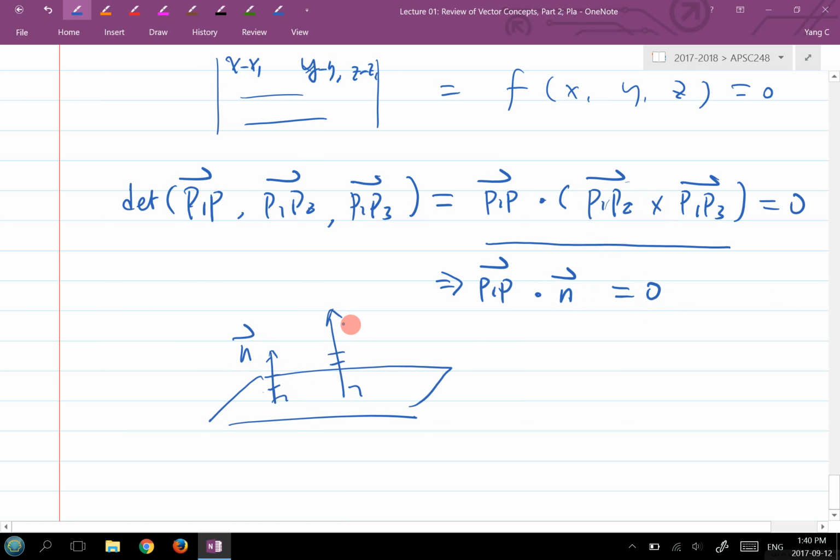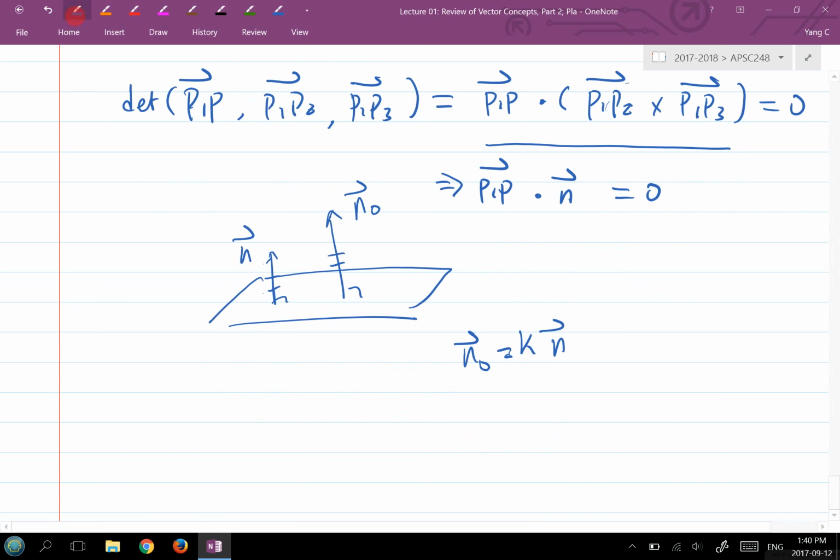If this is n, and this is, let's say, n naught, they are just a magnitude difference. So this n naught is only different from the n by what? By a scale, right? So literally, you can choose any vector n other than this cross product. You can choose any vector that is perpendicular to this plane. Does that make sense? So now you can actually link this idea of the plane equation to this one here.